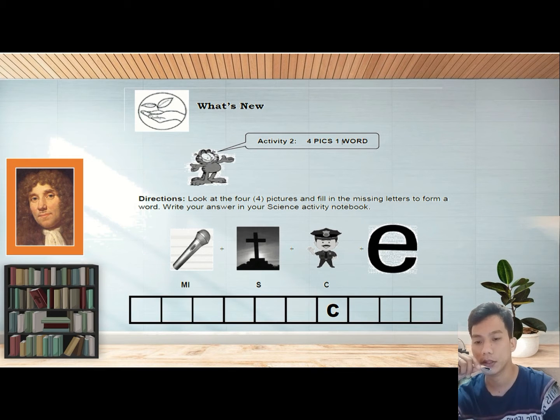For the next activity, Activity 2, we will have here 4 Pics 1 Word. What we will do is put the missing letters in the boxes to form the needed word. The picture is our hint. What are the pictures? We have a mic, a cross, a police officer, and a big letter E.